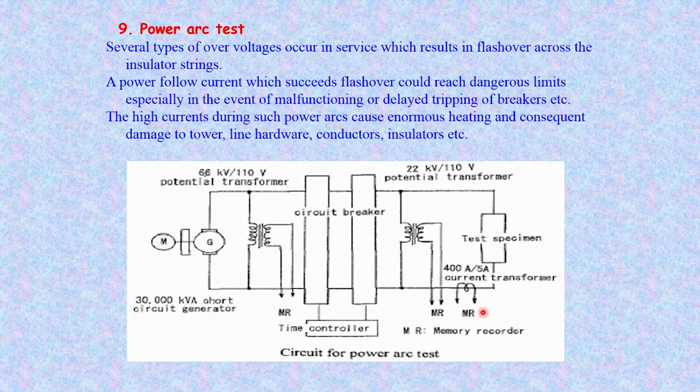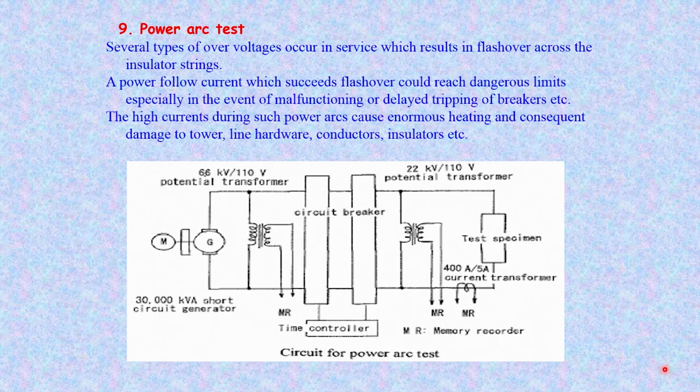Next is the power arc test. As the voltage levels go higher and higher, the several types of overvoltages which we discussed, lightning, switching or contamination induced overvoltages, which occur in service, could result in flashover across the insulator strings. During the flashover, or the breakdown of conduction, there is a power follow current. That is the current which is seen during the flashover, when the voltage is going to zero or coming drastically down. This current, known as power follow current, flows after the flashover. This could reach dangerous, very high limits.